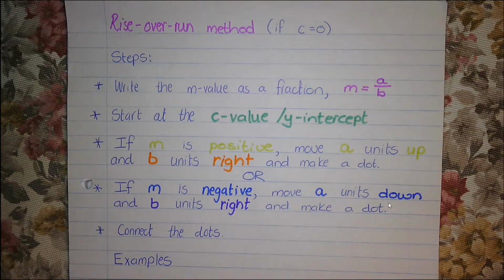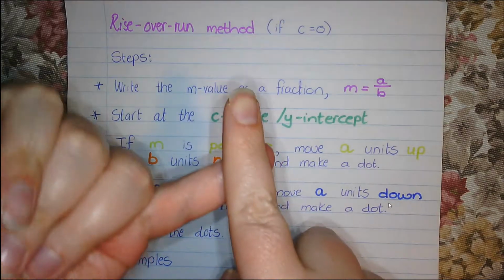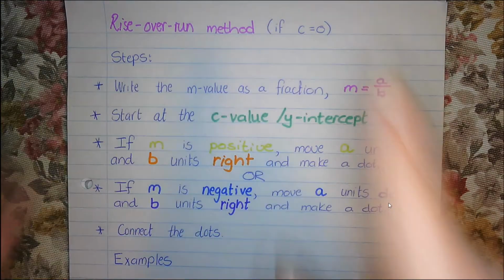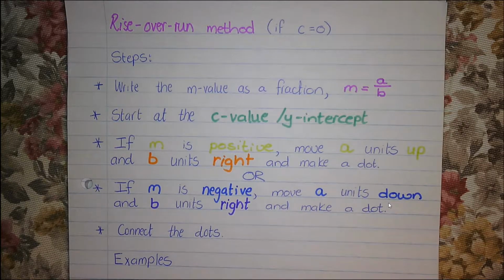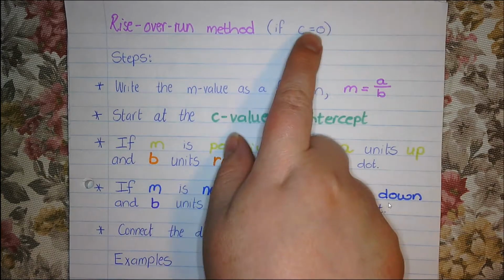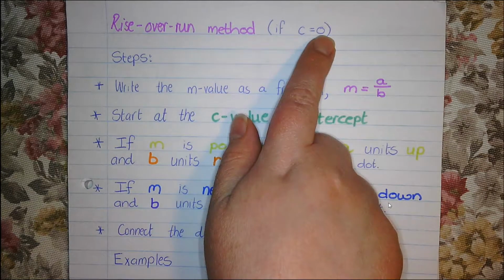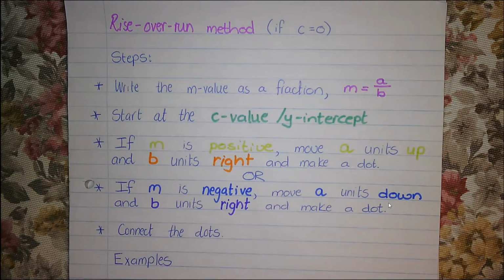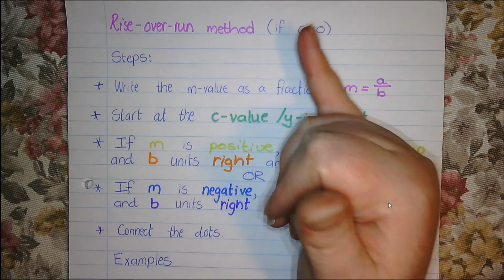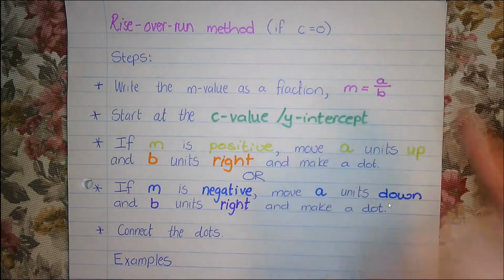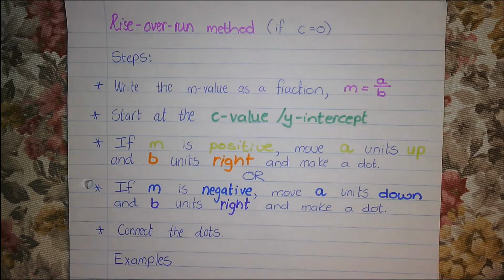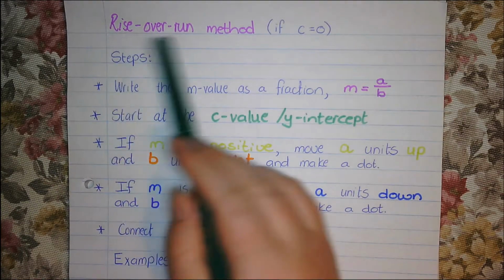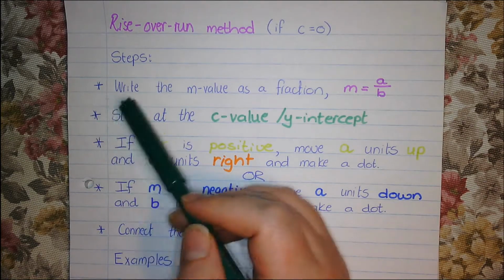In the previous video, we did the dual intercept method, which is where you work out the y-intercept and the x-intercept to sketch a straight line. In this case, we're going to do the rise over run method, which only works if the c value is 0. If you recall correctly, the dual intercept method only works if the c value is not 0. So, the steps for sketching the rise over run method are as follows.